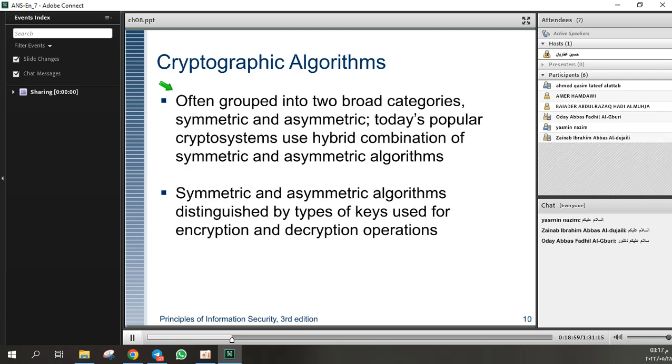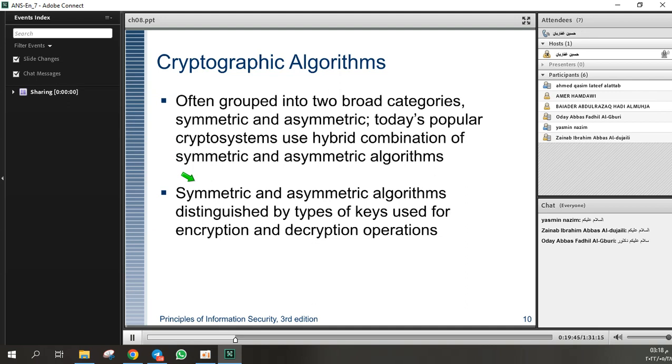Okay, let me get back to the crypto algorithms. The crypto algorithms are separated into two categories. One of them is symmetric algorithms, the other is asymmetric algorithms. However, in today's systems, we use a combination of those categories. We are using asymmetric and symmetric algorithms at the same time.